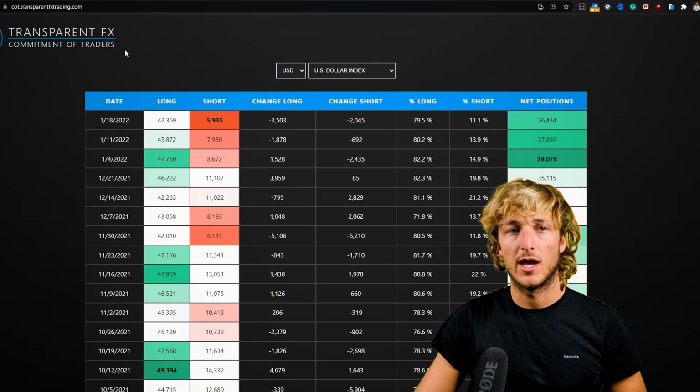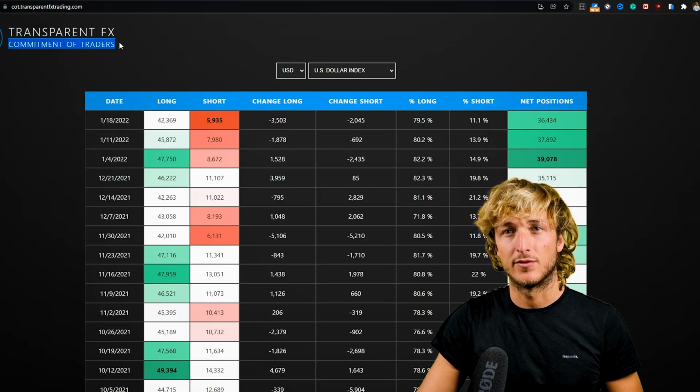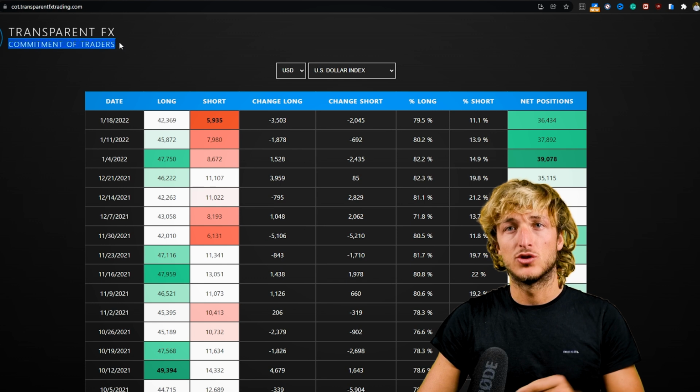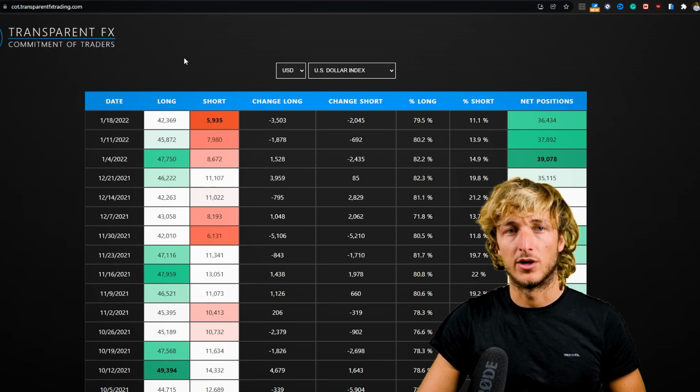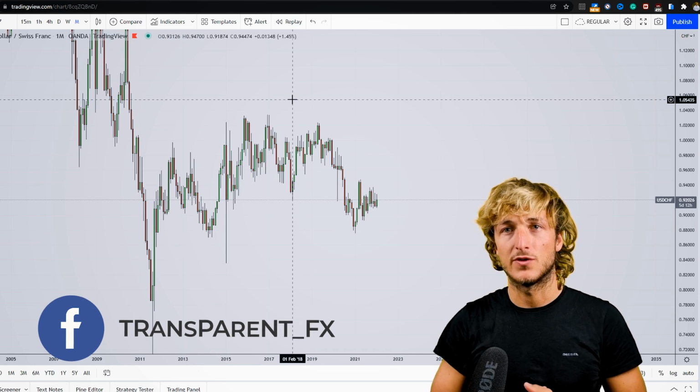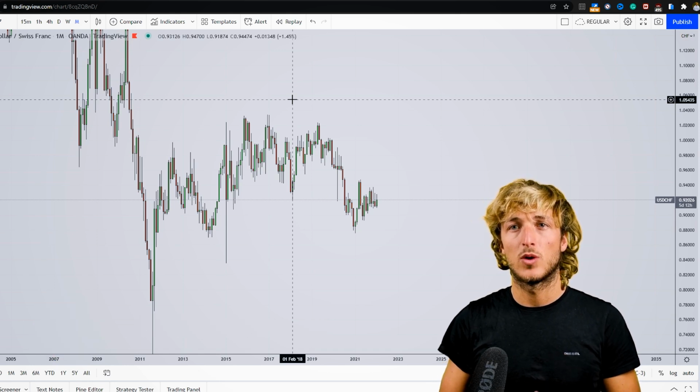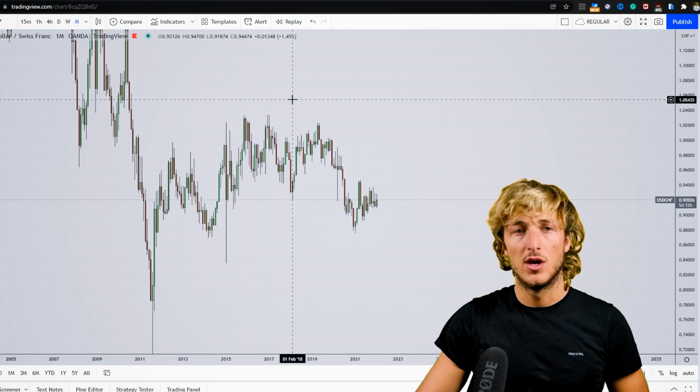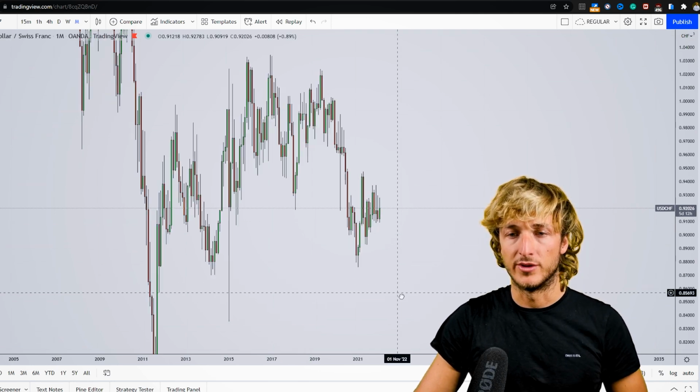Then we will go and see what we have from an order flow perspective by checking the commitment of traders, which is basically what hedge funds and the non-commercials, so the biggest speculators in the market, are doing. And by the end of the video, by using the combination of these two different types of analysis, we will try to understand where we have the highest probabilities for a potential move here on the pair.